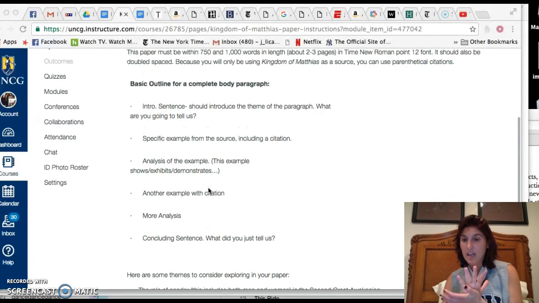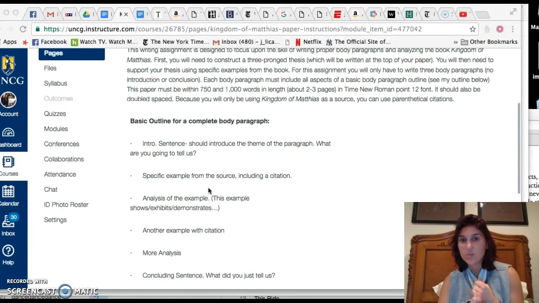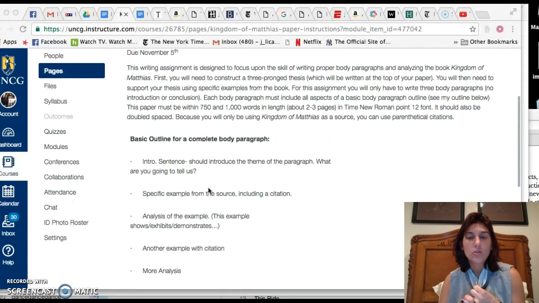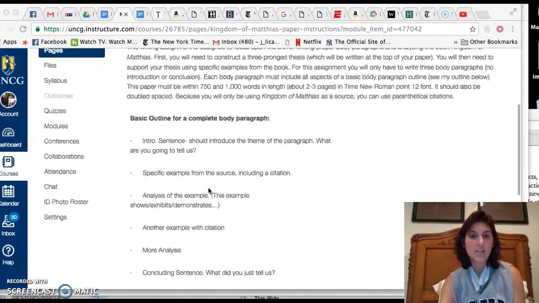So again, 3-pronged thesis at the top of your page, 3 body paragraphs, okay? You need to make it double-spaced. You need to make it 2 to 3 pages. It should be about 750 to 1,000 words, approximately that. It should be between 2 to 3 pages, right? So usually partially on the 3rd page would be awesome. 12-point Times New Roman font. I said double-spaced. Again, parenthetical citations is fine.